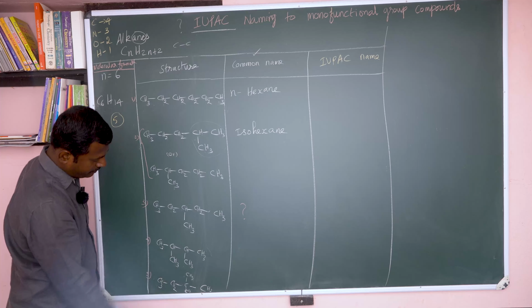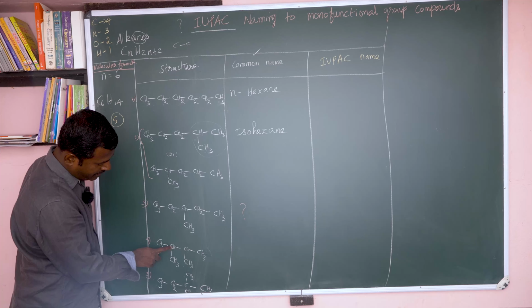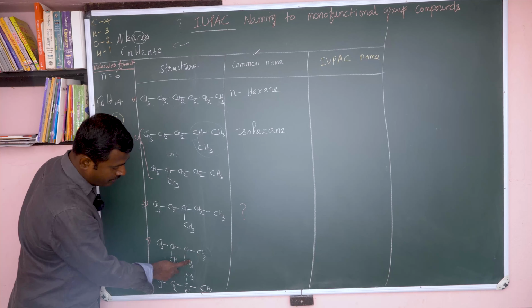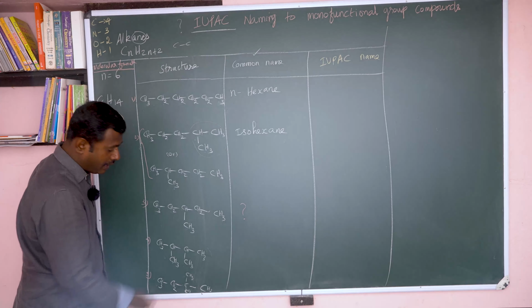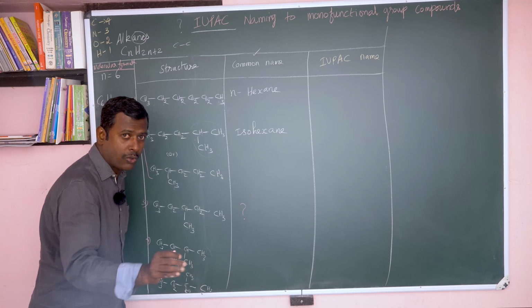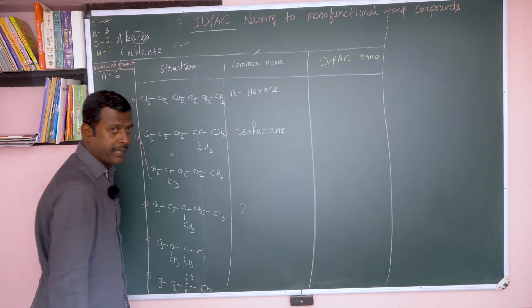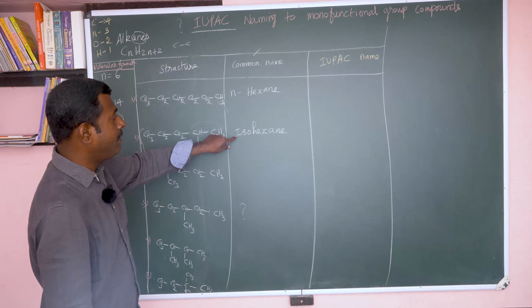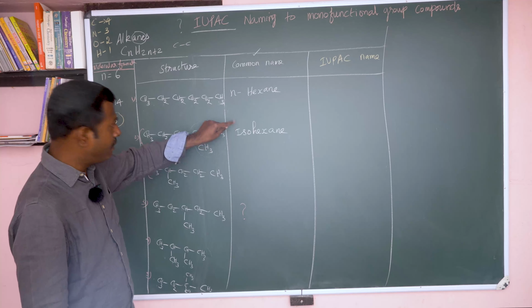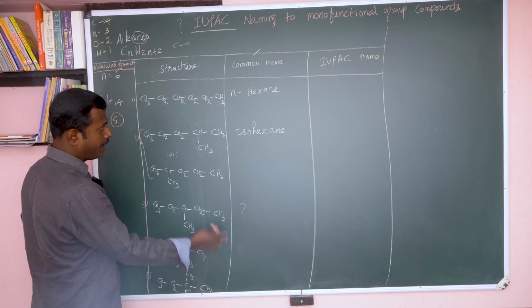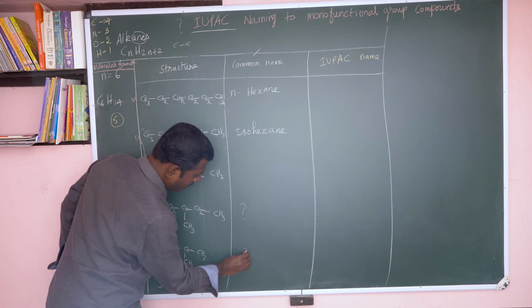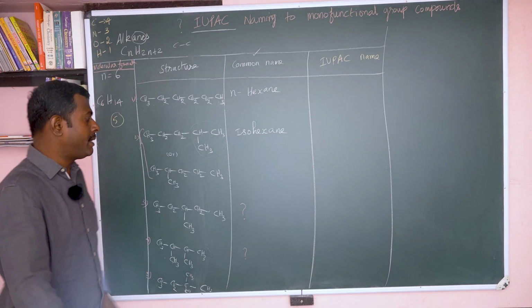Then for this compound, you see CH with 2 methyl groups. So iso. Here iso, here also iso. But what should be given? Iso, diiso? No. Can we give simply isohexane? No, we should not, because the name isohexane has already been given here. So here also we can't give isohexane. So for this compound also we can't give the common name.